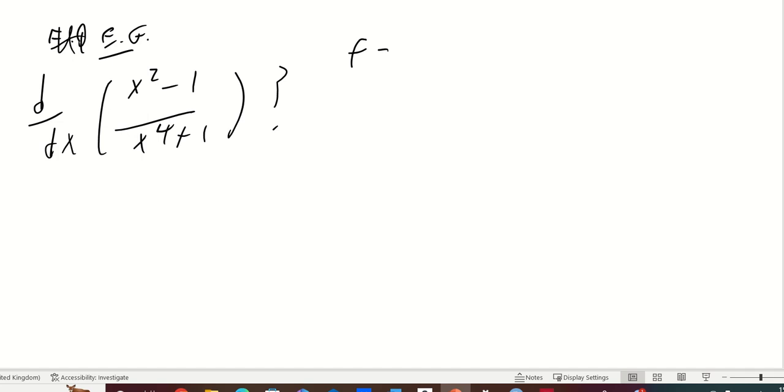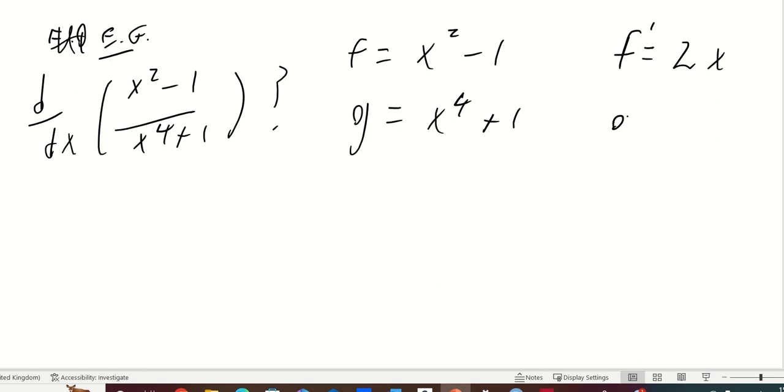We can just say that the function f is equal to the function on top, x squared minus 1. I think it's convenient to compute the derivative now, because we'll need that later. So f prime will be equal to 2x by the power rule. And then we know the function g is the function on the bottom, x to the 4 plus 1, and we will want to know g prime, which is just equal to 4x cubed.